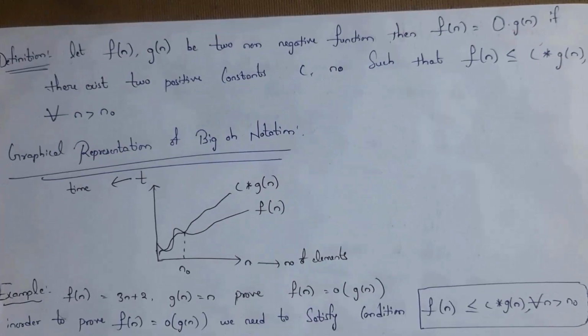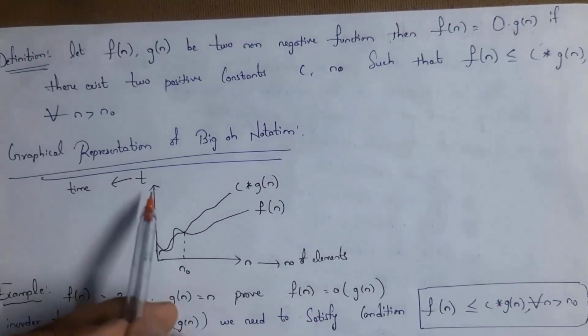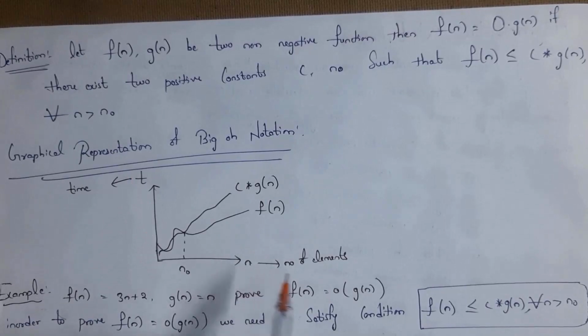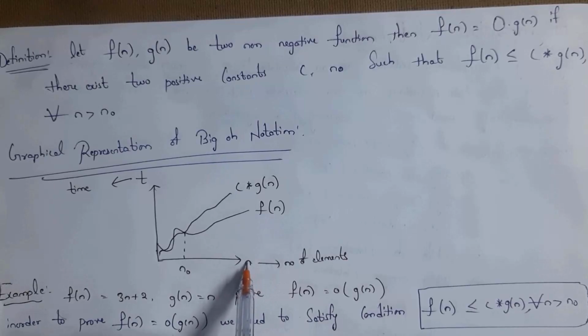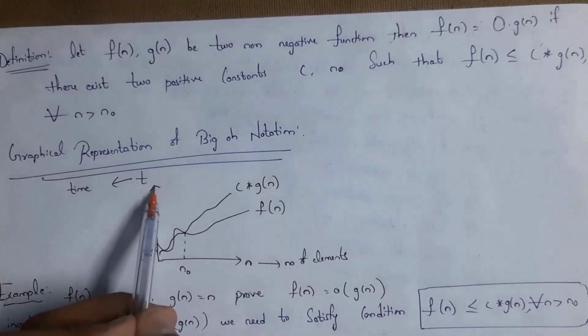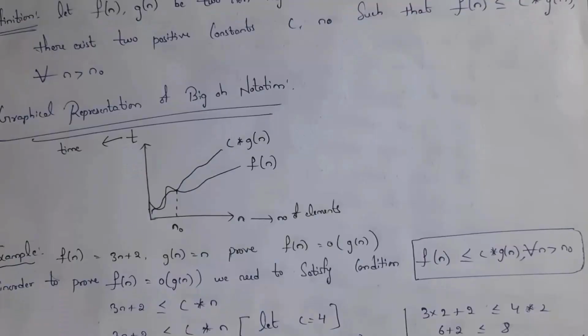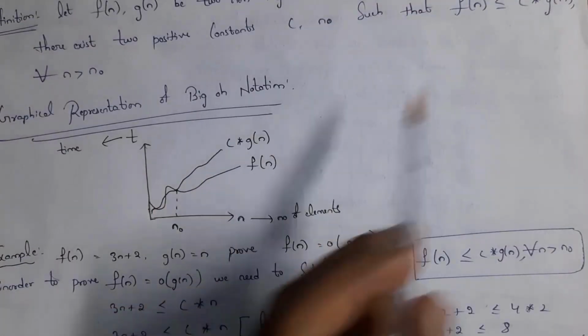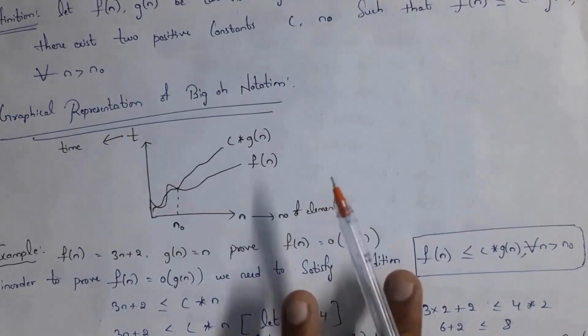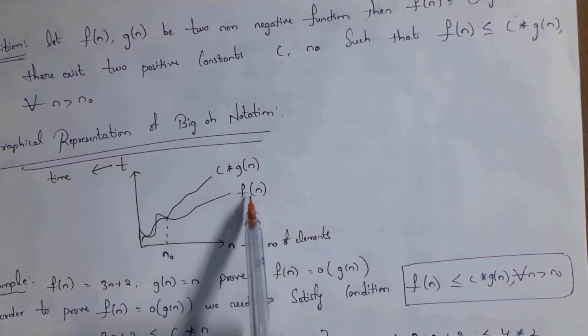This is the graphical representation of big O notation. This is a graph in which the x-axis represents the number of elements, denoted by small n symbol, and the y-axis represents time, denoted by small t symbol. From the center there are two lines passing. First line is c·g(n), and the second line is f(n).